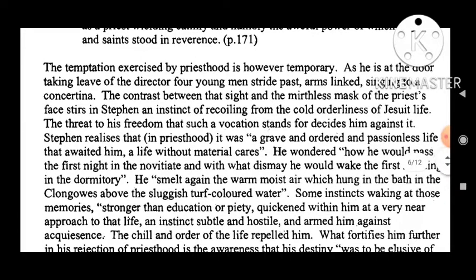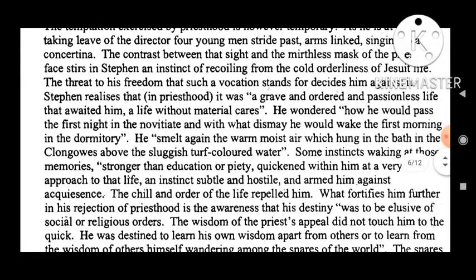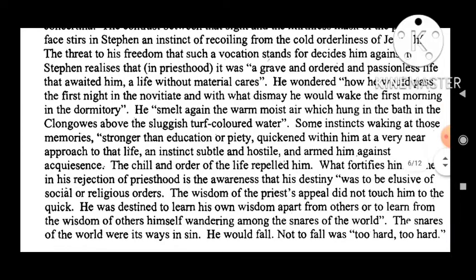As he is at the door taking leave of the director, 4 young men stride past, arms linked, singing to a concertina. The contrast between that sight and the mirthless mask of the priest's face stirs in Stephen an instinct of recoiling from the cold orderliness of Jesuit life. The threat to his freedom that such a vocation stands for decides him against it.